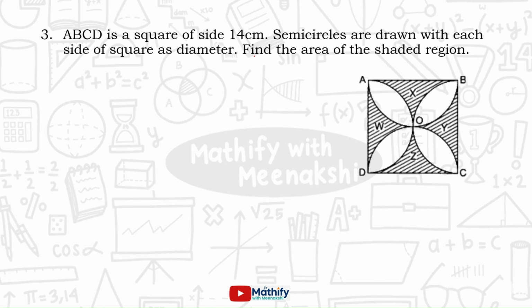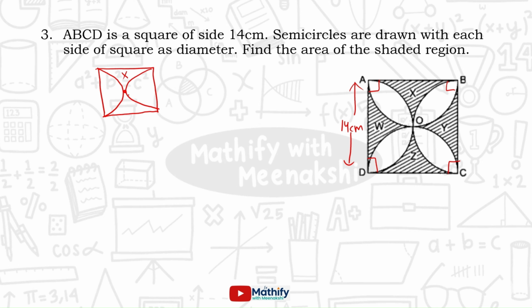Question number 3. ABCD is a square of side 14 centimeter. All the sides are 14 and it's a square, 90 degree. Now, how will we get this area of shaded region? Just see this figure carefully. If you will divide your square like this, first I will get this area, that is x and z. How will we get this? It's given that O is the center, okay? So both the circles are same.